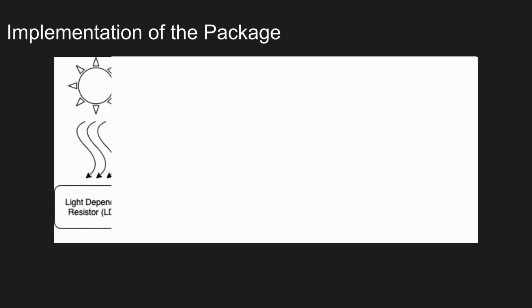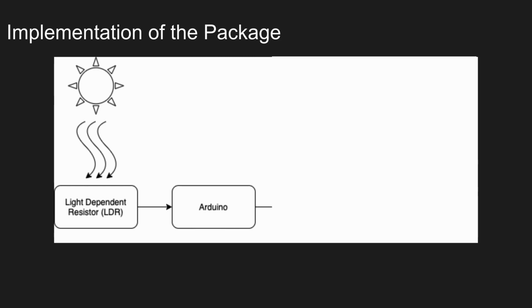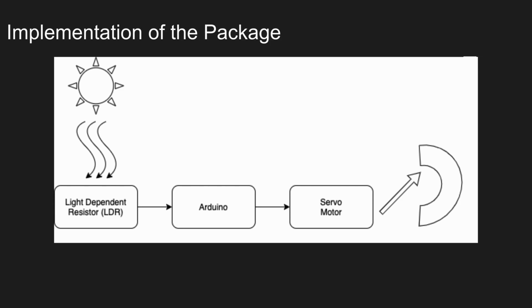We are going to be using a light dependent resistor or an LDR to sense the amount of light coming in. This can be relayed back to the Arduino, which senses the amount of voltage that it received from the LDR. This is then sent to the servo motor attached so that it can give us a gauge on the amount of light that the LDR is receiving.